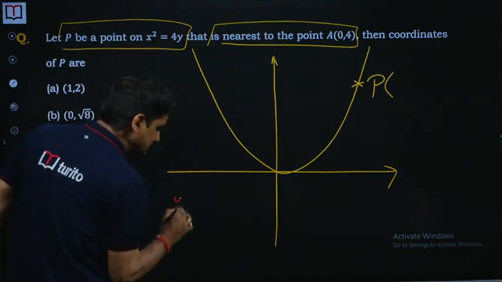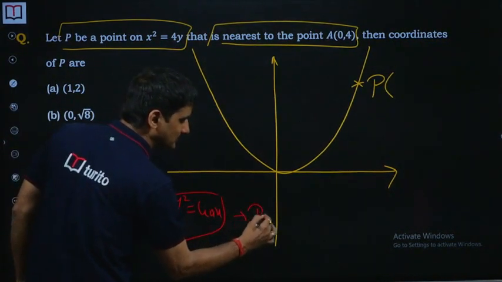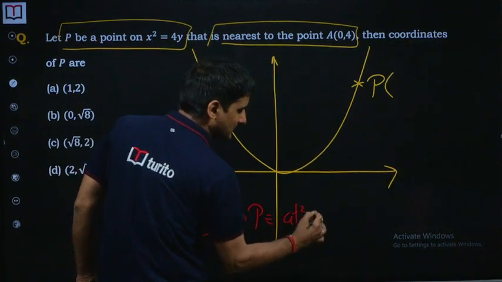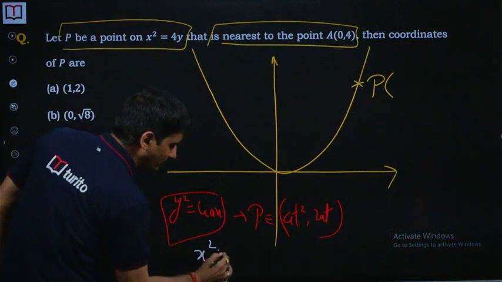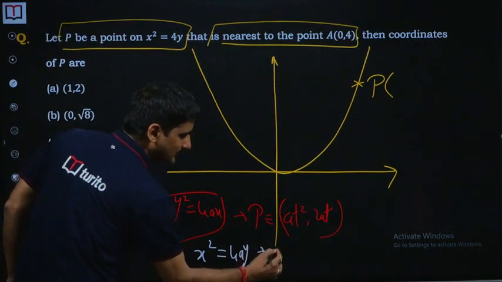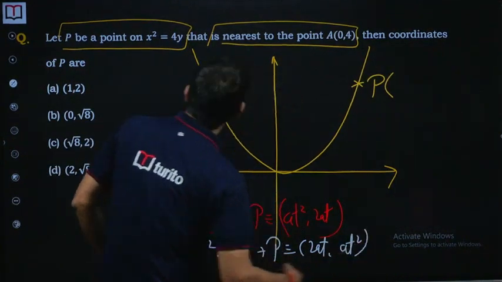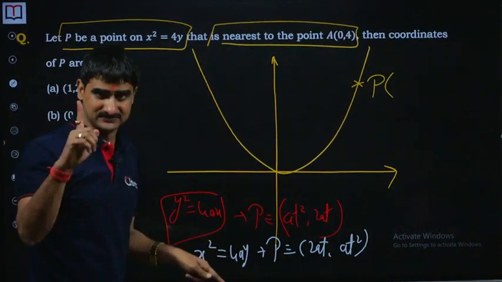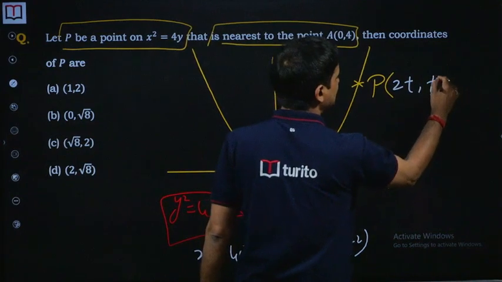So for y square equal to 4ax, if I have to assume a point in parameter form, what do we do? We take it as (at square, 2at). But for x square equal to 4ay, what do we do? We reverse it, isn't it? So it's (2at, at square). So how much is a? You compare it, a is 1. So the point is (2t, t square), and that's it.